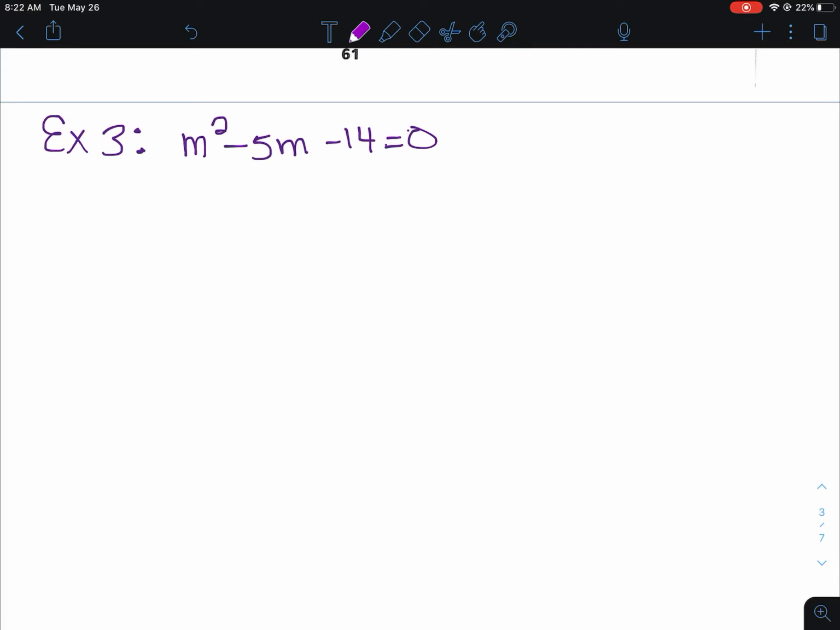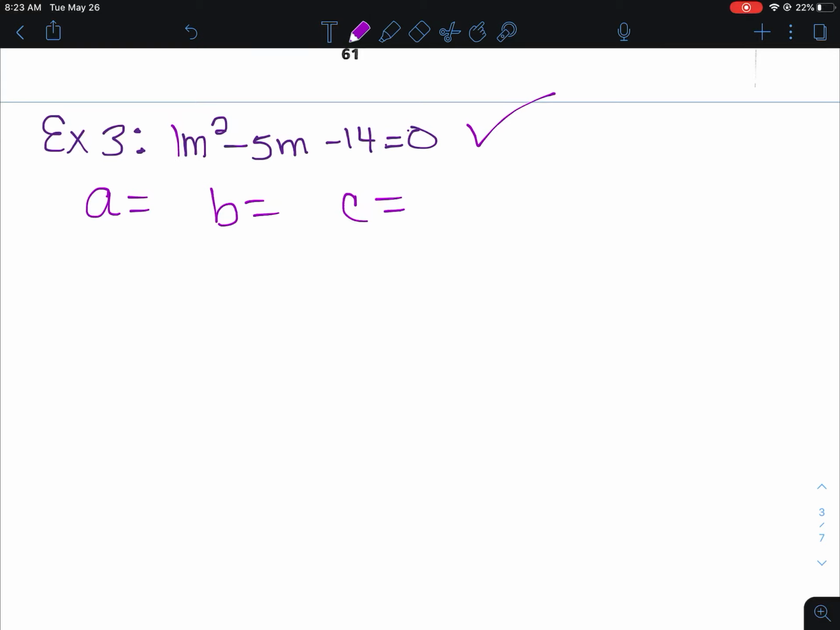So let's follow all of our steps, and then I'm also going to show you a second way that you could do this. So first, we want it to be in standard form: ax squared plus bx plus c equals 0. This one already is. It's lined up from highest power to lowest power, so I'm good there.